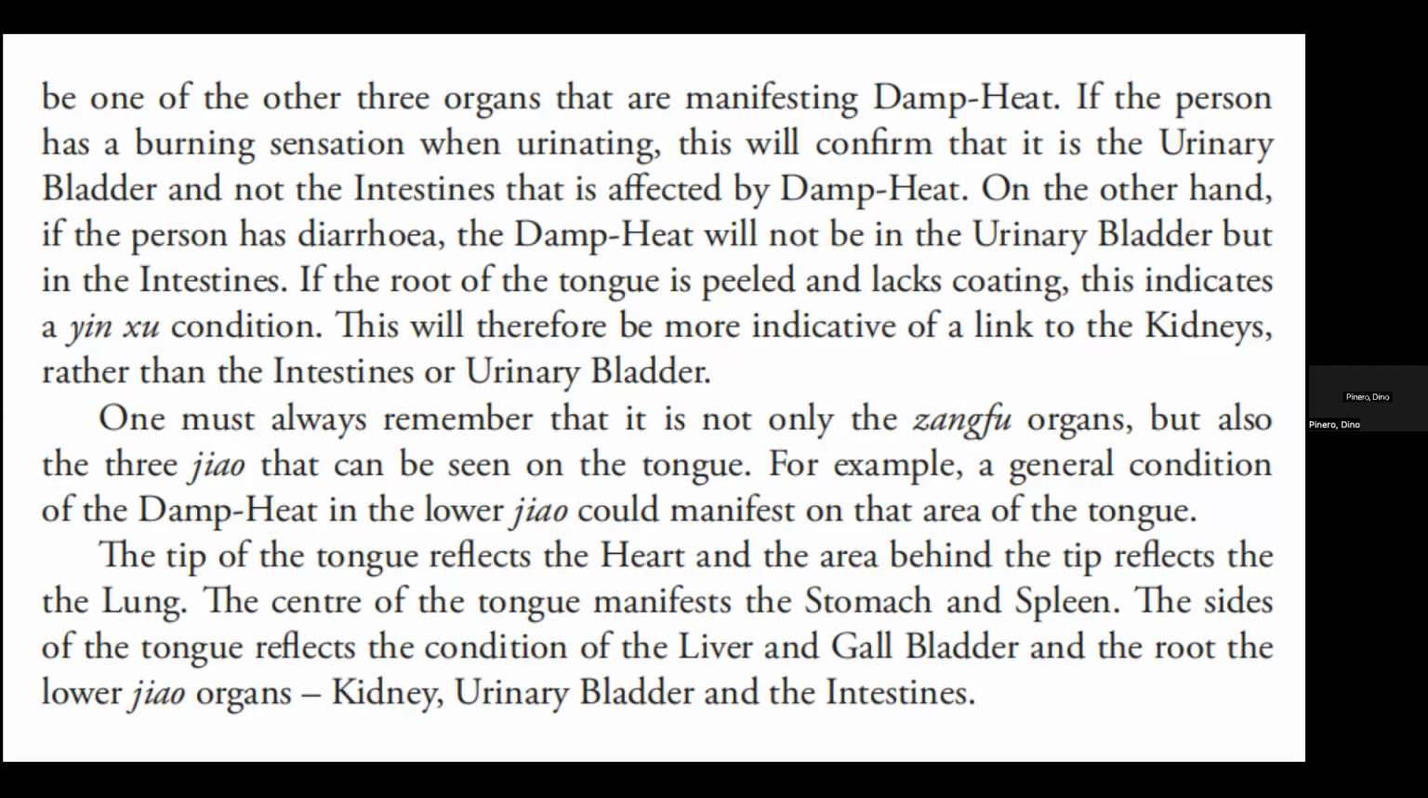The tip of the tongue reflects the heart, and the area behind the tip reflects the lung. The center of the tongue manifests the stomach and spleen. The sides of the tongue reflect the condition of the liver and gallbladder, and the root, the lower jiao organs, which includes the kidney, urinary bladder, and the intestines.